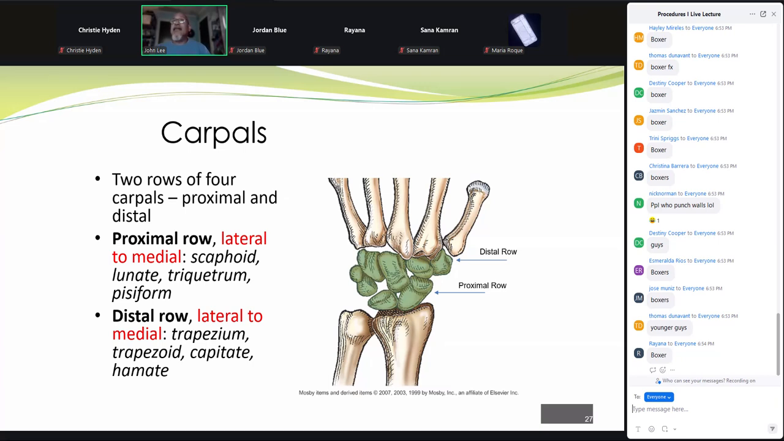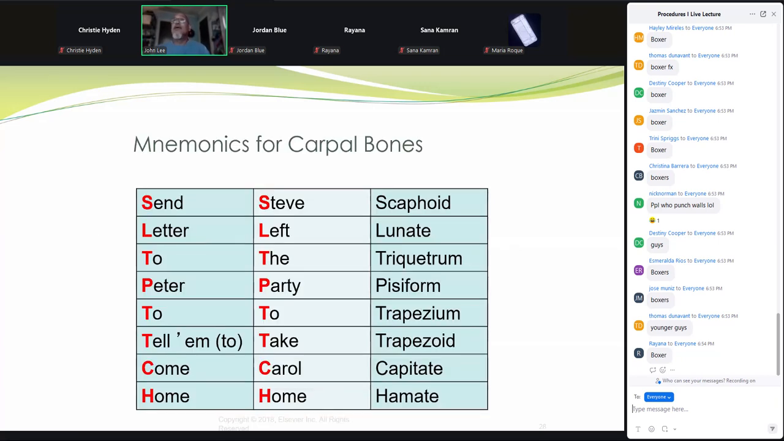Now, another thing that helps with that are mnemonics, and I'm sure you've come across a couple of these in your studies.